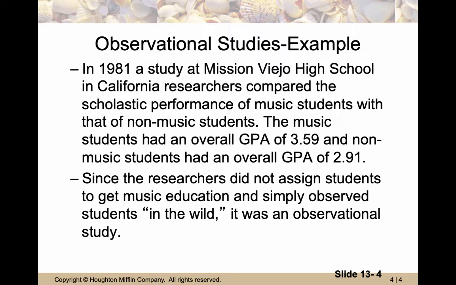So here's an example. In 1981, a study at Mission Viejo High School in California, researchers compared the scholastic performance of music students with that of non-music students. The music students had an overall GPA of 3.59, and non-music students had an overall GPA of 2.91. Since the researchers did not assign students to get music education and simply observed students in the wild, just let them make whatever decisions they would make and then see what happens, it was an observational study.